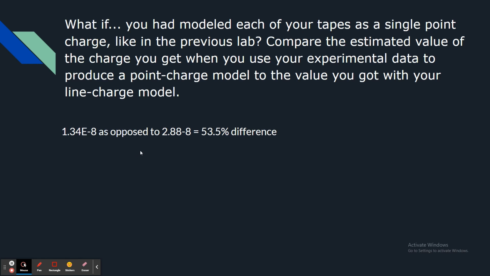So, what if you had modeled each of your tapes as a single point charge, like in the previous lab? Then compare the estimated value of the charge you get when you use the experimental data to produce a point charge model to the value you got with your line charge model. We did this before, but we had 1.34 times 10 to the negative 8 as opposed to 2.88 times 10 to the negative 8, which is a 53.5% difference between Lab 1 and Lab 2.